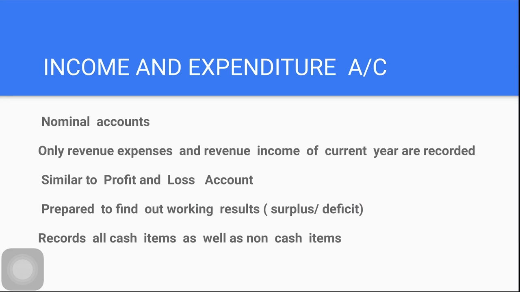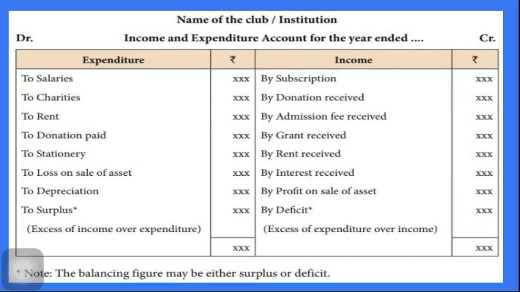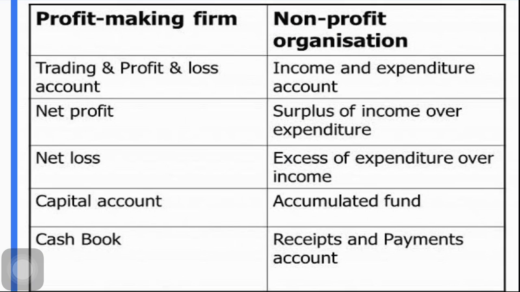The balance of income and expenditure account may show surplus or it may show deficit. If it is surplus, it is added to capital fund, and if it is a deficit, then it is deducted from capital fund. Now see, this is how the income and expenditure account looks. On the debit side you have all your expenses, and on the credit side you have all your incomes. If the income side is more, then you have surplus, and if your expenditure is more, you have deficit.